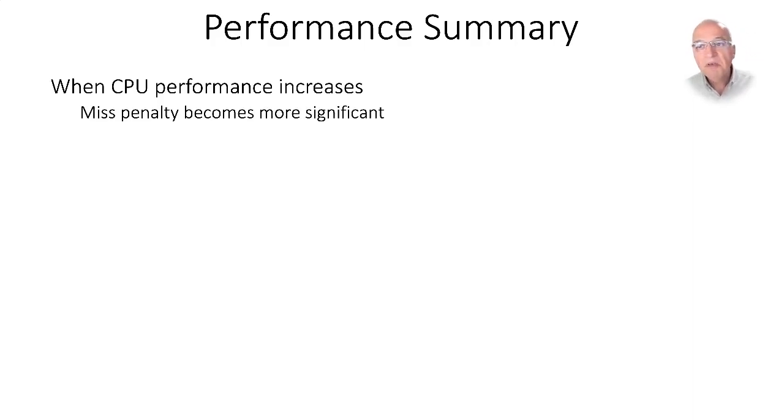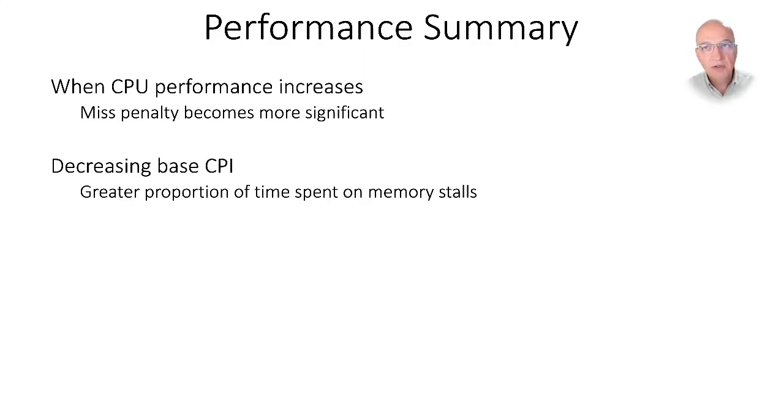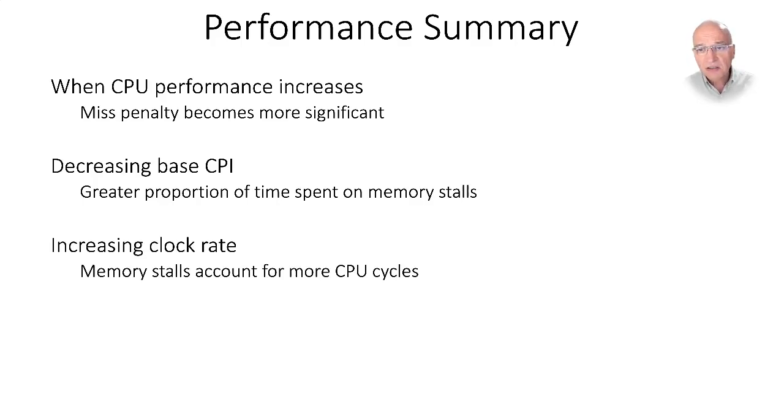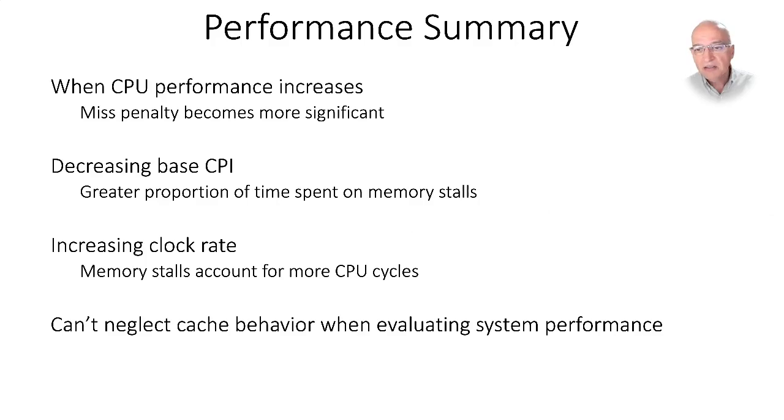So, a summary of performance: when the CPU performance increases, the miss penalty becomes more significant, because the faster the processor is, if the memory is not faster, the memory will weigh down the execution of the program and make it slower. The other observation is that if I decrease the base CPI, a greater proportion of the time will be spent in memory stalls. Which means that better processors with the same memory system are going to spend more time waiting for the memory. If I increase the clock rate, the memory stalls are also going to account for more of the CPU cycles. And the bottom line is that I cannot neglect the cache behavior when I'm evaluating a system's performance. The memory hierarchy performance is very important for the performance of any computing system.